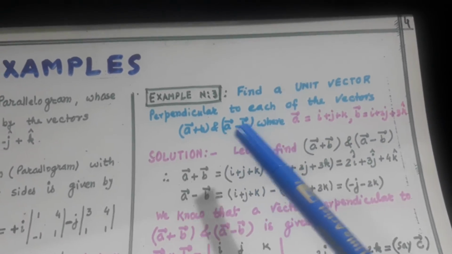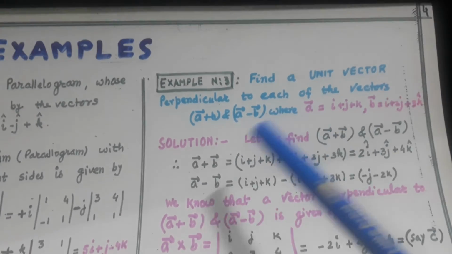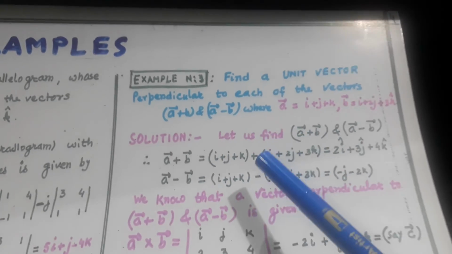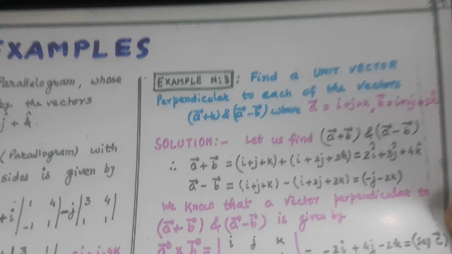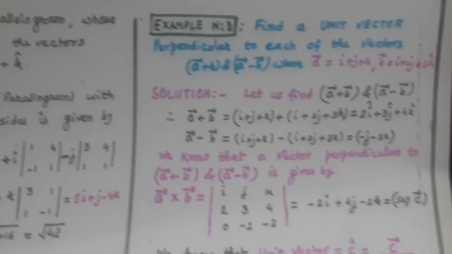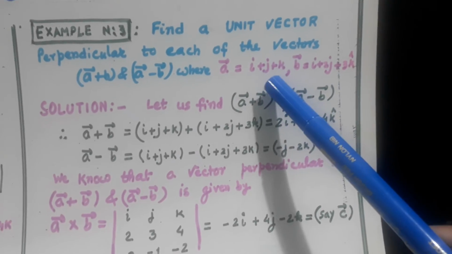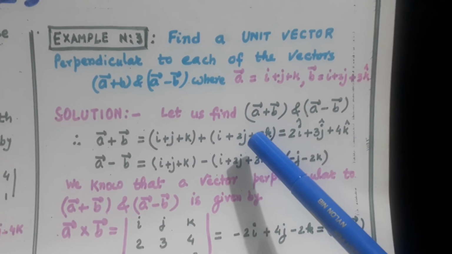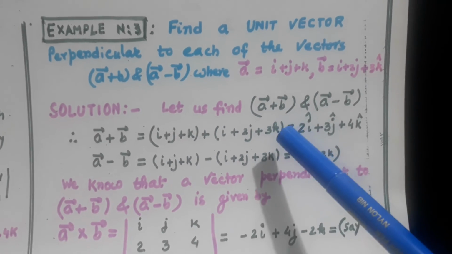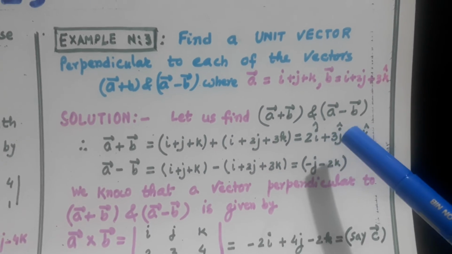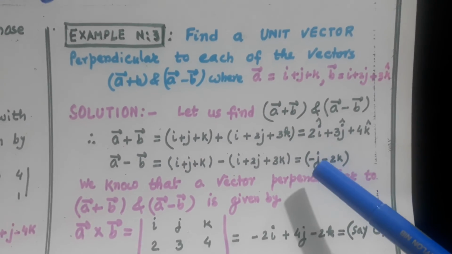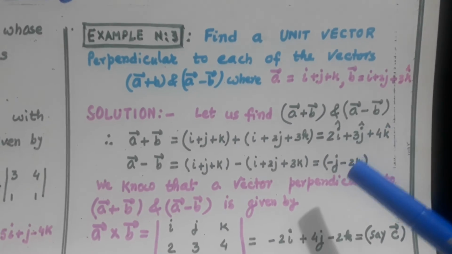Let us go to the last one. Find a unit vector perpendicular to each of these two vectors, A plus B and A minus B. A and B are given. Firstly find A plus B. A is given as I plus J plus K. This is A. This is B. It is I plus 2J plus 3K. The answer comes 2I plus 3J plus 4K. Similarly, find A minus B. It comes minus J minus 2K.